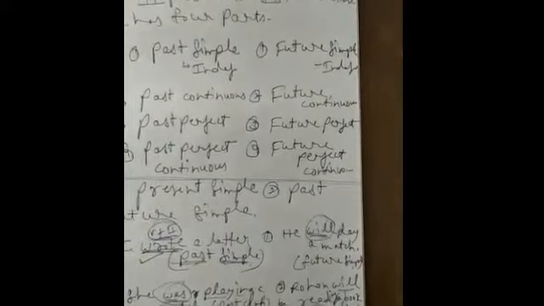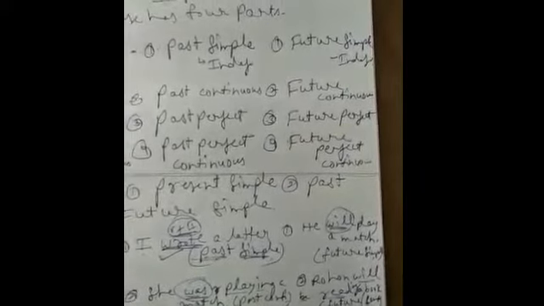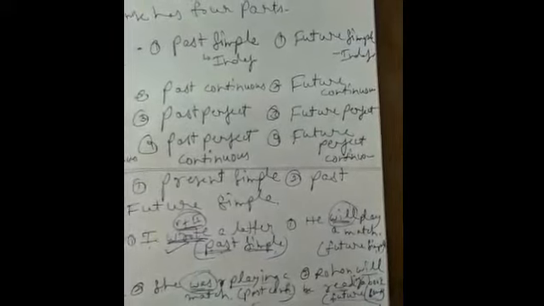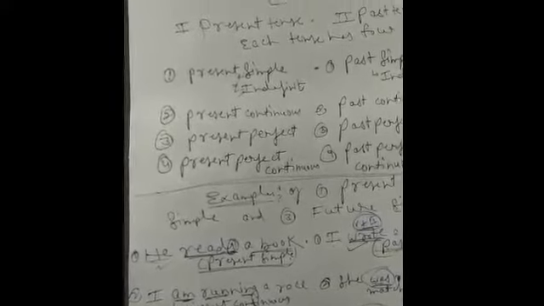And future perfect: I shall have made a table. Which helping verb will come in future perfect? Will have or shall have, and the same verb third form. Next is present perfect continuous: He has been doing his work since morning. In present perfect continuous, the helping verb is has been or have been, and verb first form plus ing.